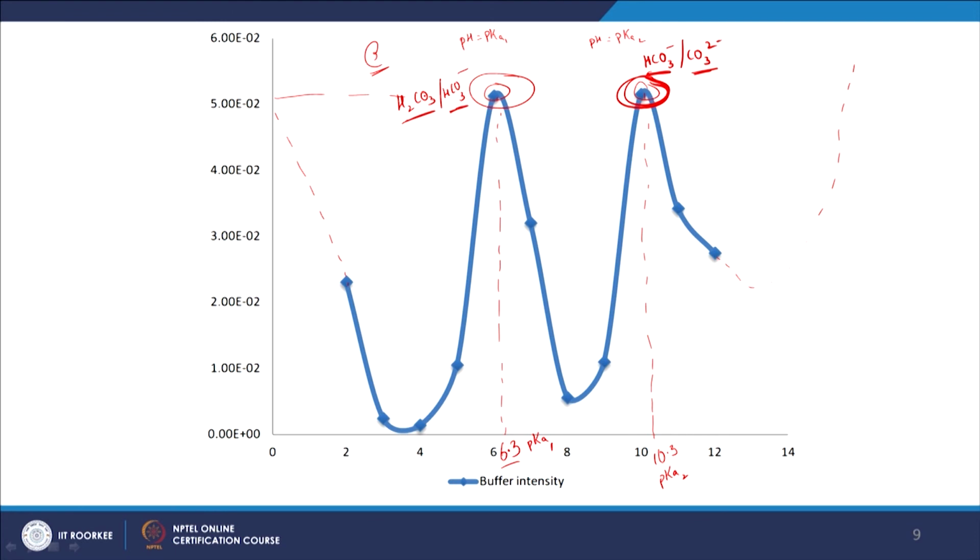So thus you will have high buffer intensities, which you see here, when the pH is equal to the pKa. So I guess with that we'll end today's session, and we'll continue this forward in the next session.